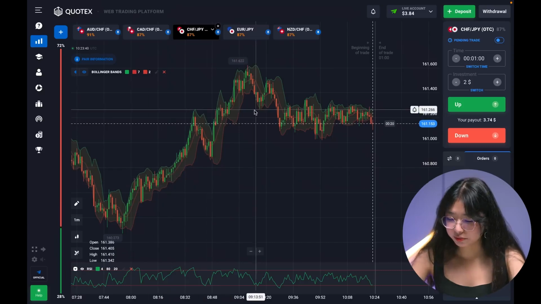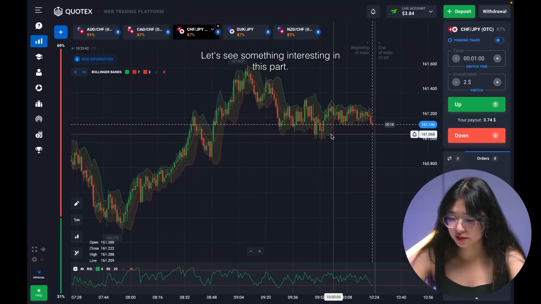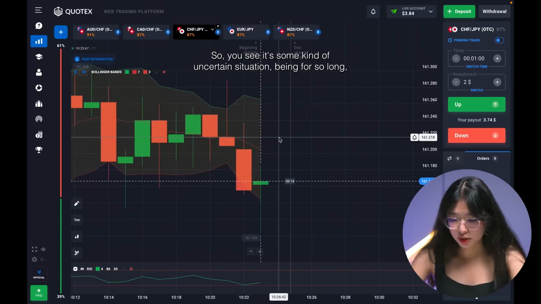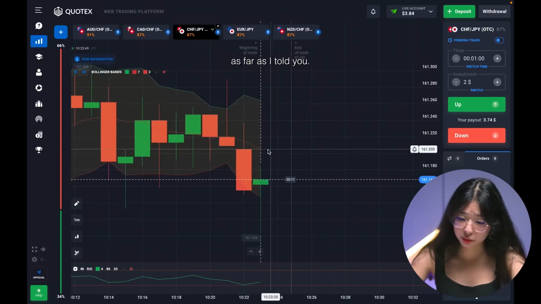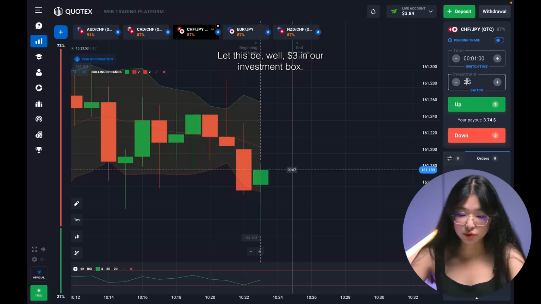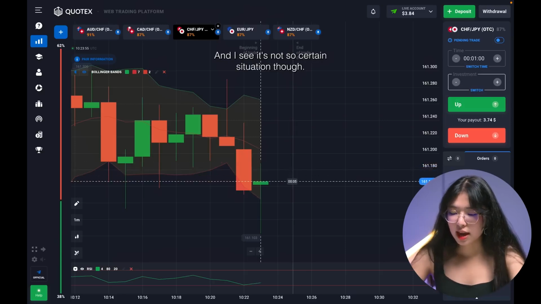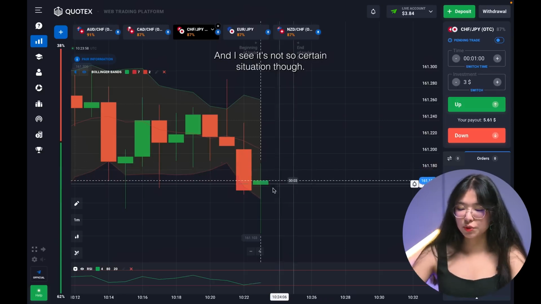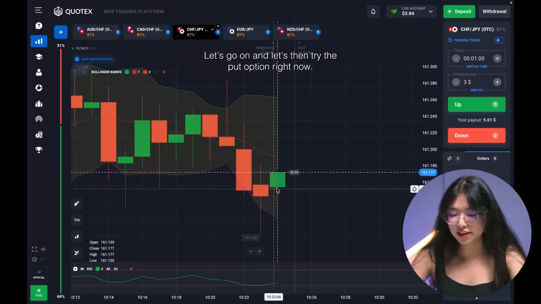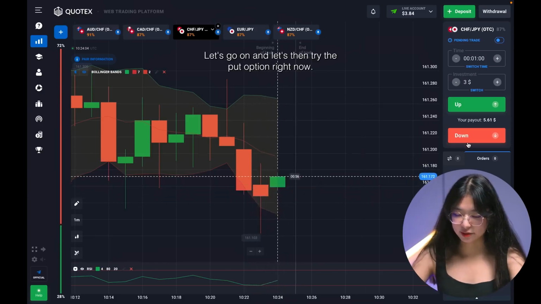So let's go on. Let's see something interesting in this chart. You see some kind of uncertain situation lasting for so long. As I told you, I will move into my investment. Let's say it will be $3, why not, in our investment box. And I see that it's not a certain situation though. Let's go on and try the put option right now.